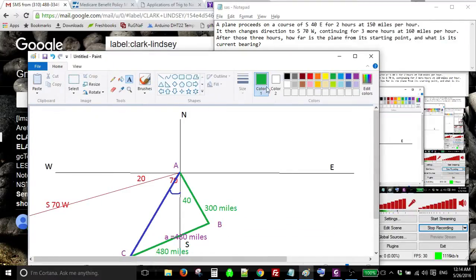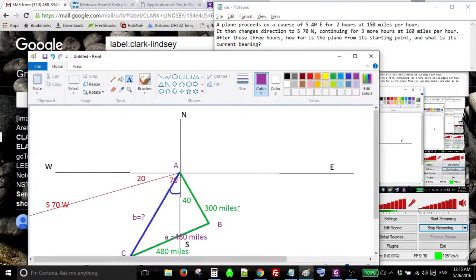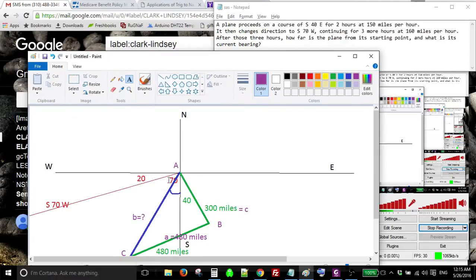And then the little b is what I don't know. So this b here, this blue line, this is what I want to know. And then this little c here is 300 miles. 300 miles is c. Alright, so now let's see what I've got here. I don't have an angle because I only know part of this angle, not the other part. But I do have a side. And do I know this angle? Yes, I do know this angle.